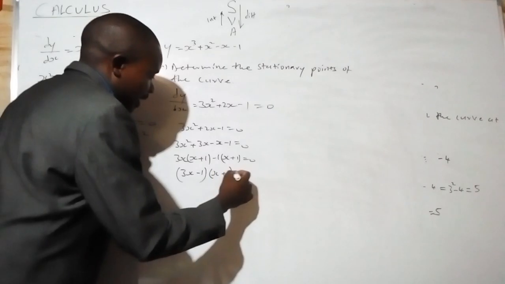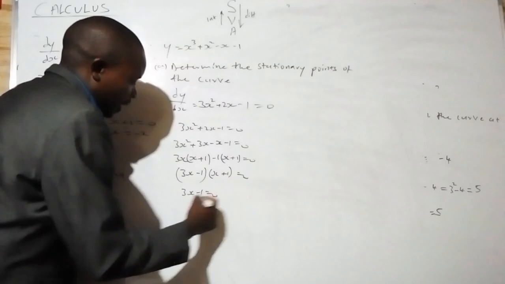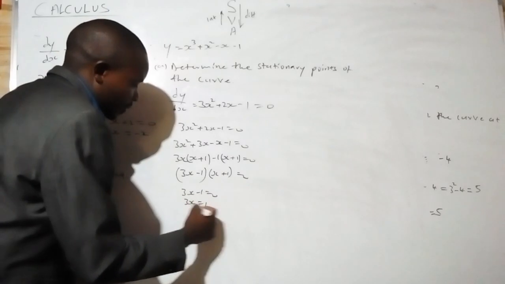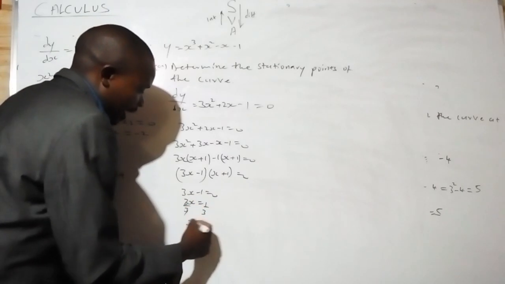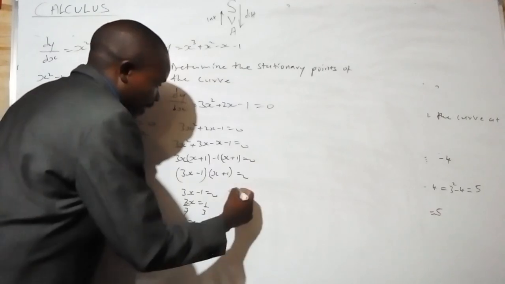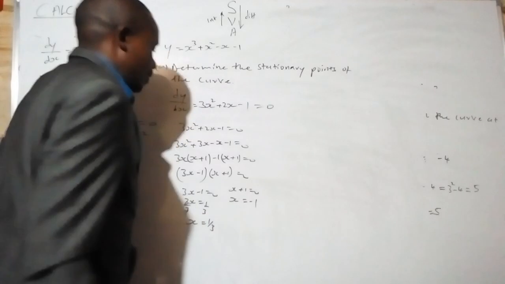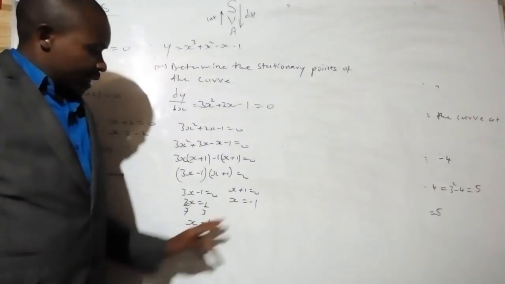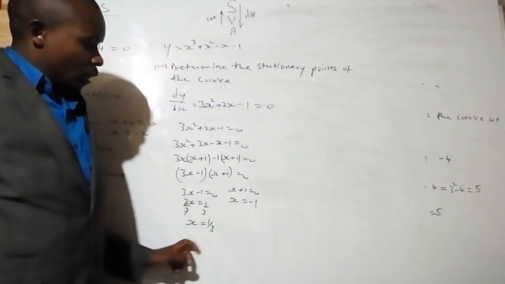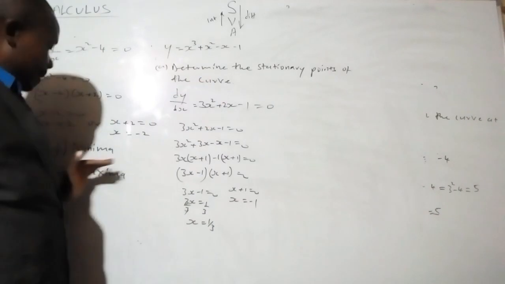You equate each bracket with 0. 3x is equal to 1, divided by 3, and x is equal to a third. x plus 1 is 0, so x is equal to negative 1. Now you are going to pick these two values of x, they will help you to know whether the stationary points will be maxima or minima, the nature of the curve.